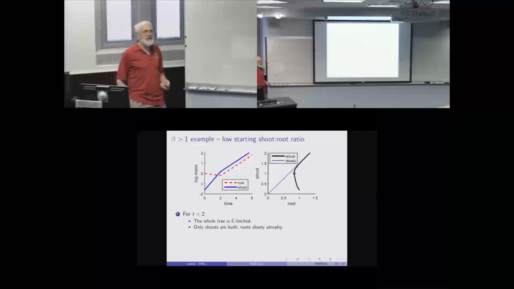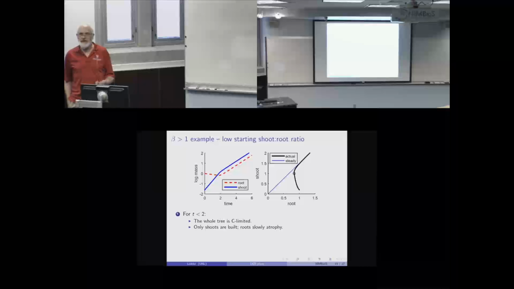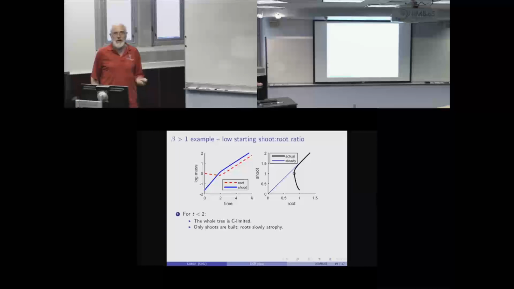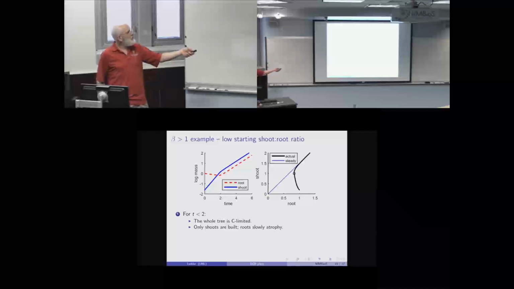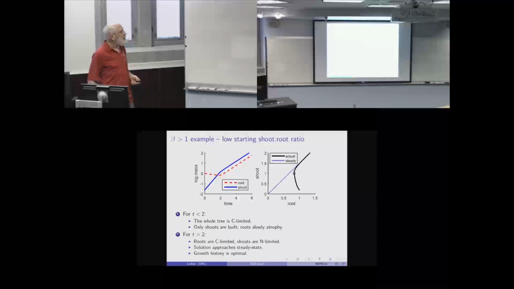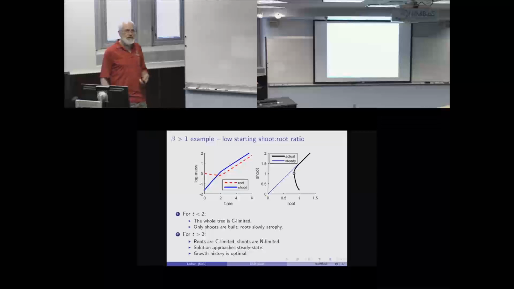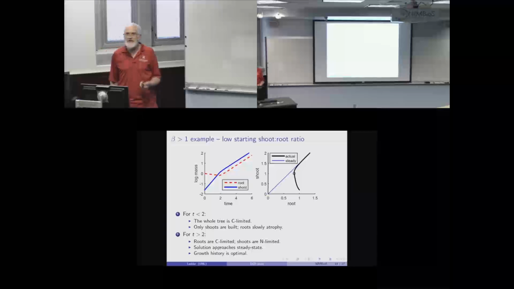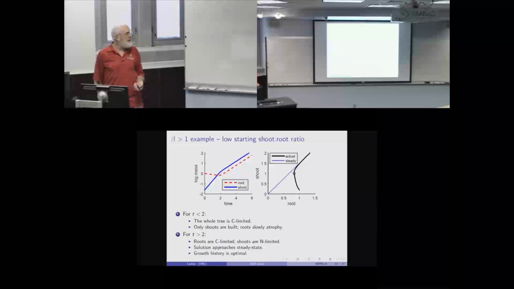In the shoot synthesizing unit, there's more excess nitrogen coming up from the roots than is necessary to build shoot tissue along with the small amount of carbon that you have available. So the whole tree is C-limited, only shoots are built, and the roots slowly atrophy. And this will hold for a while until the optimal ratio is achieved. And when you get past that, then the roots are C-limited and the shoots are N-limited. And so you get this nice balance in which each one is producing more of its local resource than it can consume and sending excess local resource to its partner so that both partners will be growing.